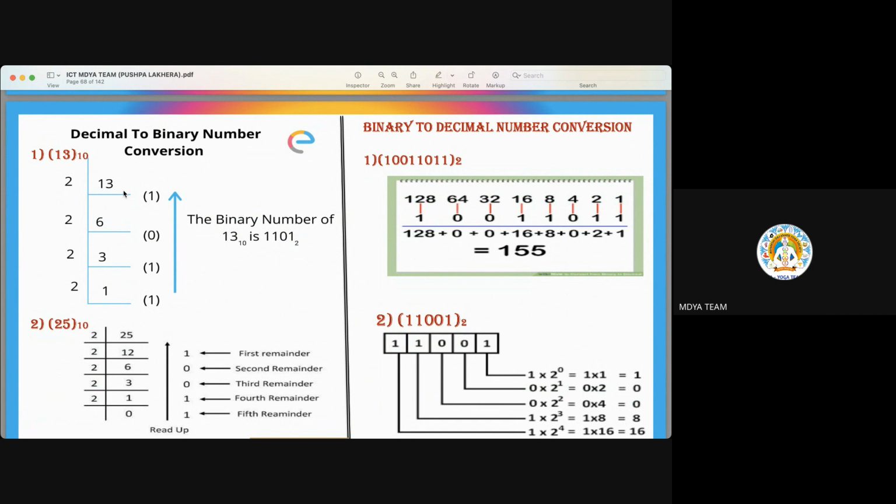So it is divided by 2. How many times is 13 divisible? 6 times, because 2 sixes are 12. So what is the remainder? 1. You write the remainder here and the divisor here. Now if you multiply 6 by 2, you will get 12. Similarly, you have to again divide this 6 by 2. How many times? 2 threes are 6. So the quotient is 3 and the remainder is 0.